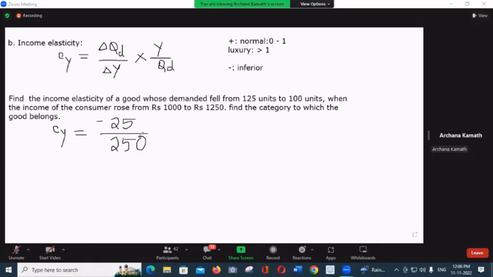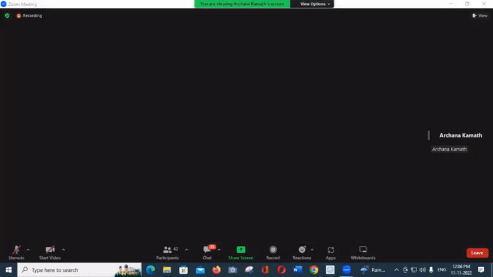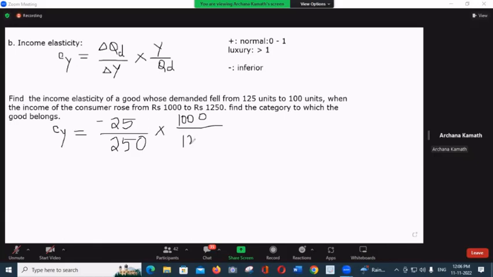Income increased from 1,000 to 1,050. Into initial income was 1,000 rupees. And at this 1,000 rupees, the consumer was purchasing 125 units. Fine. So you have, this is 10. And this is going to be 4 by 5, negative 0.8.